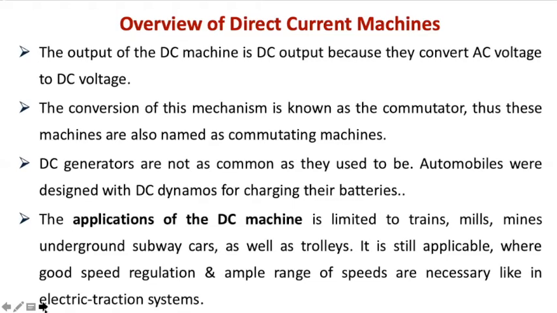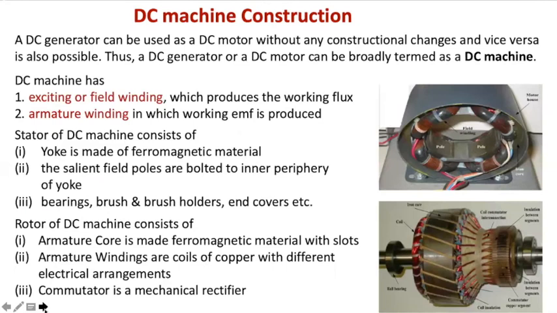DC generators are not as common as they used to be. Automobiles were designed with DC dynamos for charging their batteries. The applications of the DC machine in the present situation are limited to trains, mills, mines, underground subway cars, as well as trolleys. It is still applicable where good speed regulation and ample range of speeds are necessary, like in electric traction systems.